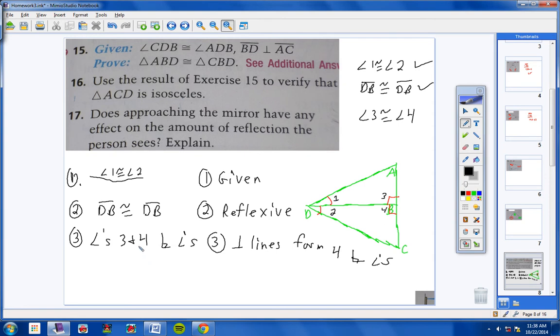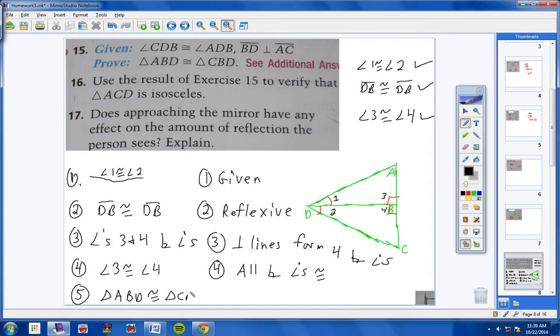Now that you've stated angles 3 and 4 are right angles, what do we know about right angles, guys? Angle 3 is congruent to angle 4. And the reason would be, and we've learned this, all right angles are what? Congruent. So you did it. You stated all of your stuff. So now we can easily state triangle ABD is congruent to triangle CBD. And what would the reason be? Guys, angle, side, angle.